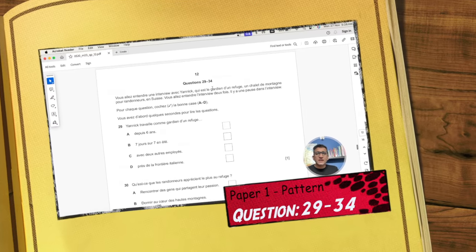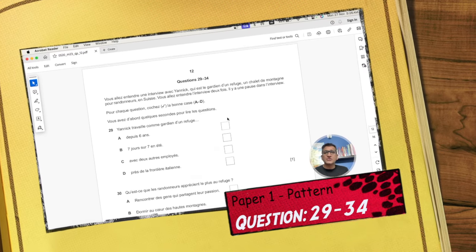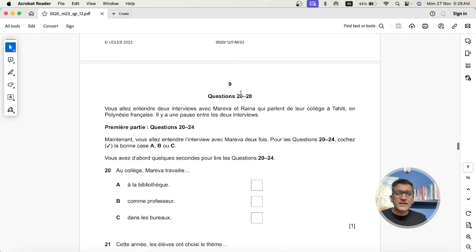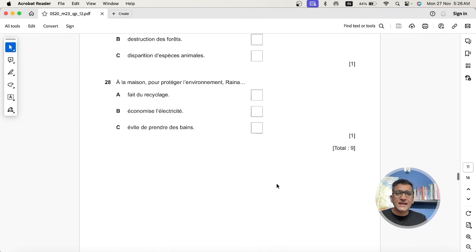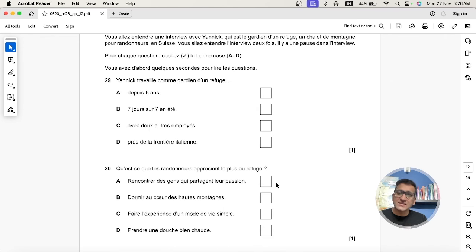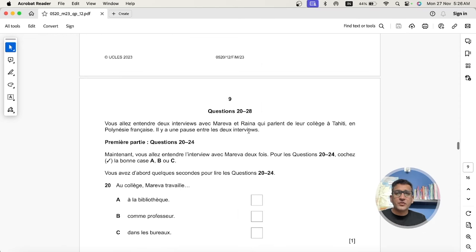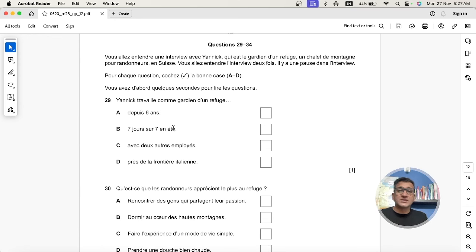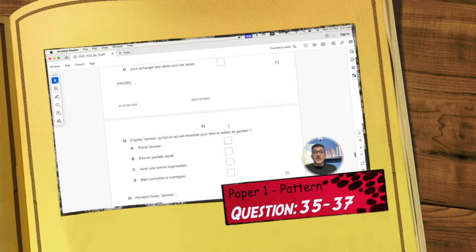From 29 to 34, again same style of question, so there is no difference as it was for 20 to 28, and from 29 to 34 again this is the same style, so there is no change in this. From 20 to 28 you have 3 options, but from 29 to 34 there are 4 options and you need to select the correct phrase from 4 options. This is how it is.